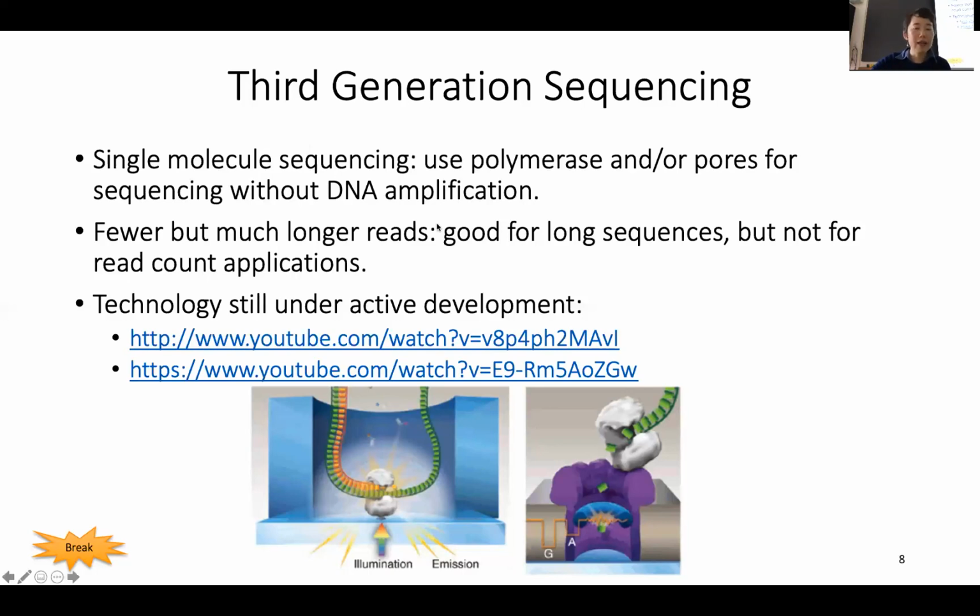So depending on the application, if you want to say now there's a new virus, you just want to sequence from the beginning to the end, maybe the third generation sequencing would be better. But if you need something that needs a lot of counts, you need to know the quantification levels, then second generation sequencing is better. So that's the overview of sequencing technologies. Any questions on this?